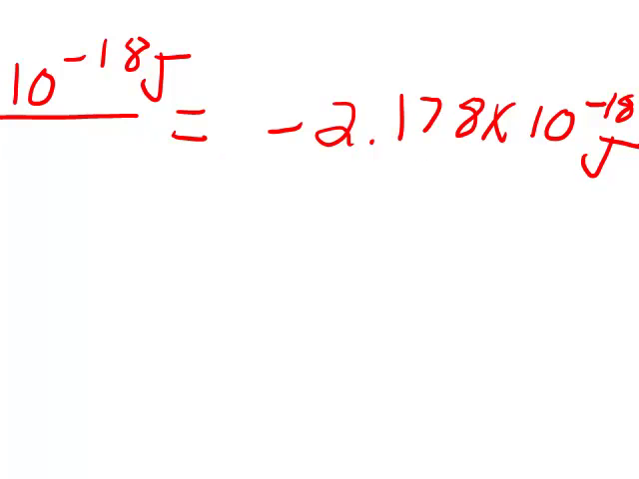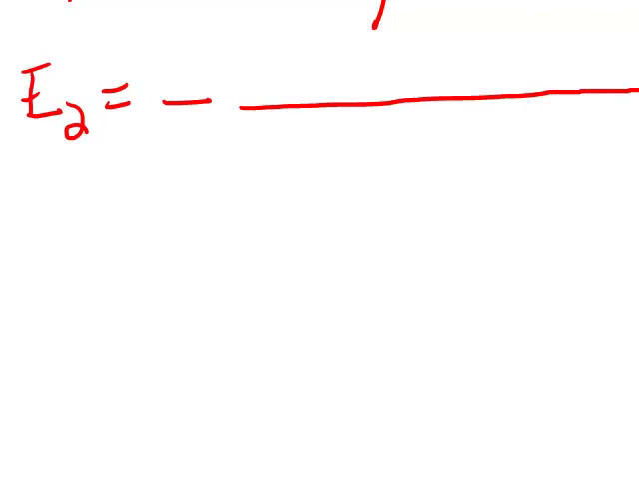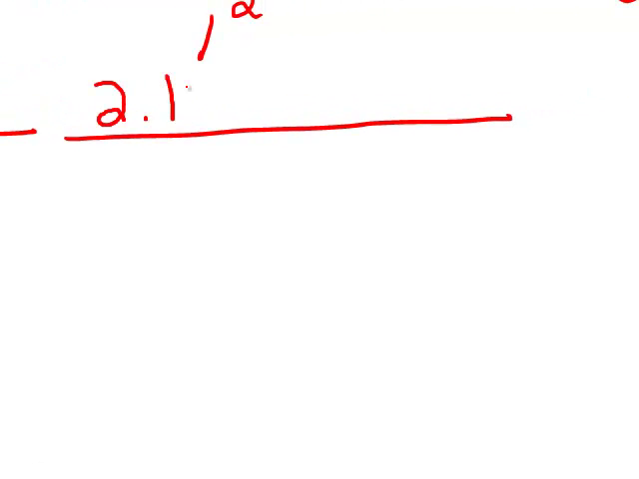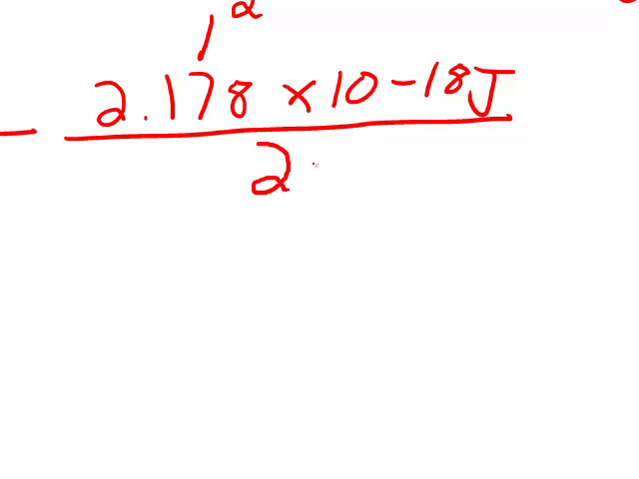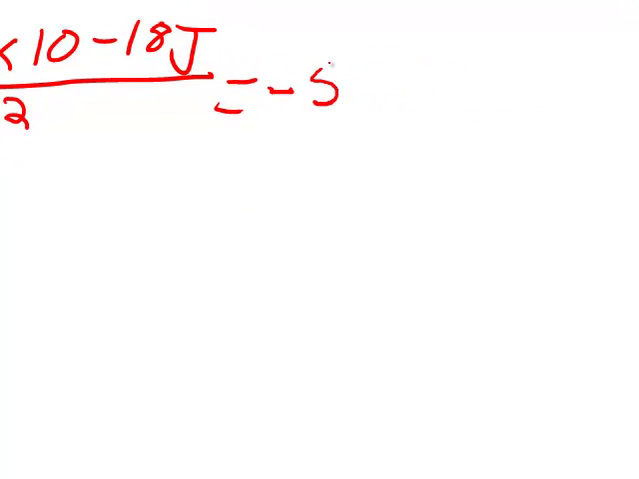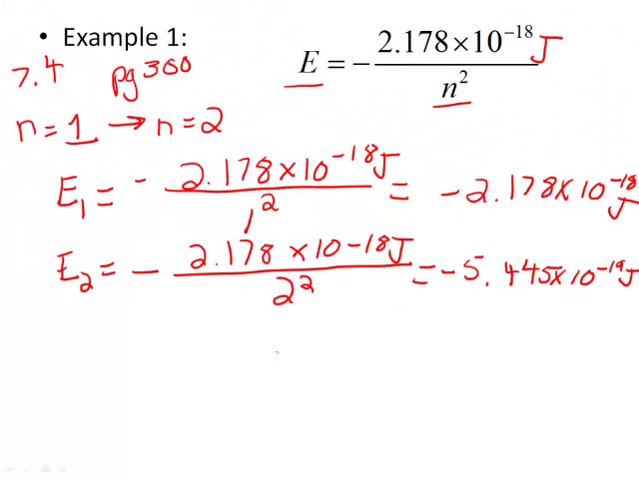And then I just do the same thing for energy level 2. Plug that into my equation, so it'll be negative 2.178 times 10 to the negative 18th joules divided by 2 squared equals, when I do that, negative 5.445 times 10 to the negative 19th joules.